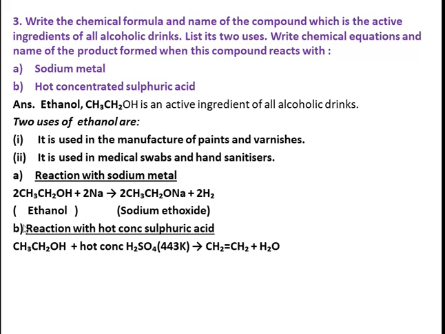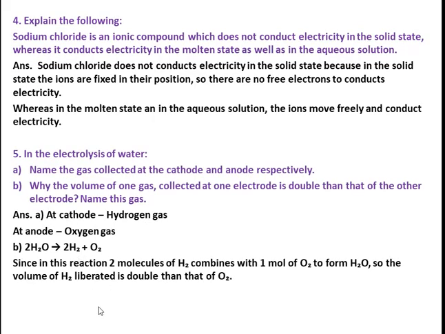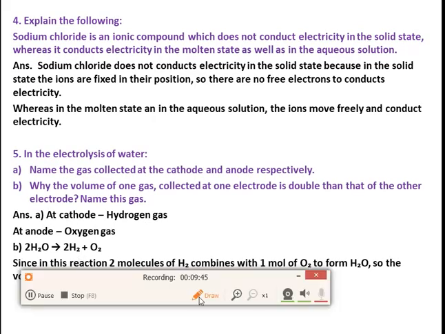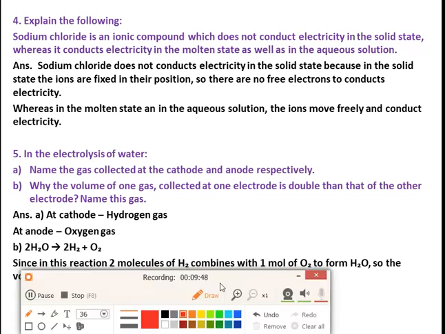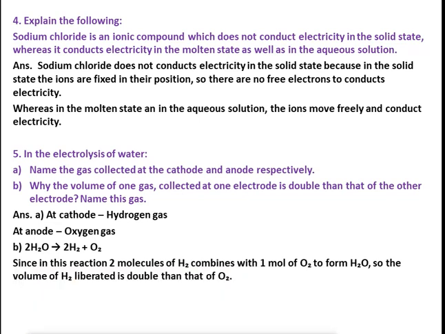Okay, now let's move towards question number 4. Explain the following. When a question is given over there, we have to write the reason. Okay, what is the question? Sodium chloride is an ionic compound.